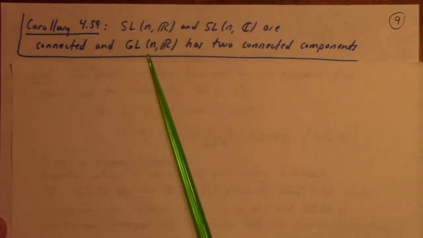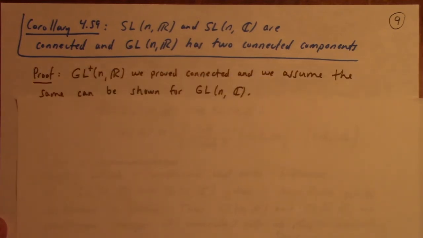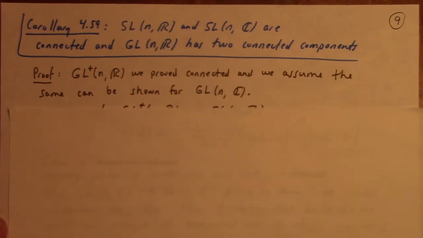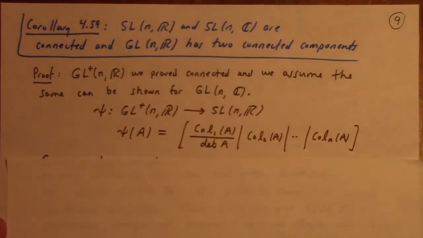Next up, Corollary 4.59: SLNR and SLNC are connected, and GLNR has two connected components. Here's the proof. GL plus NR we proved is connected, and we assume the same can be shown for GLNC. Notice that there's this really neat map. You can just take psi from GL plus NR to SLN defined as such. Psi of A is equal to, take the column 1, divide by determinant of A, and like that. If you take the determinant of this, by multilinearity of the determinant, the factor 1 over determinant of A factors out, and then you get 1 over determinant of A times determinant of A. So when you take the determinant of psi A, you get 1, which means that this map is really into that.